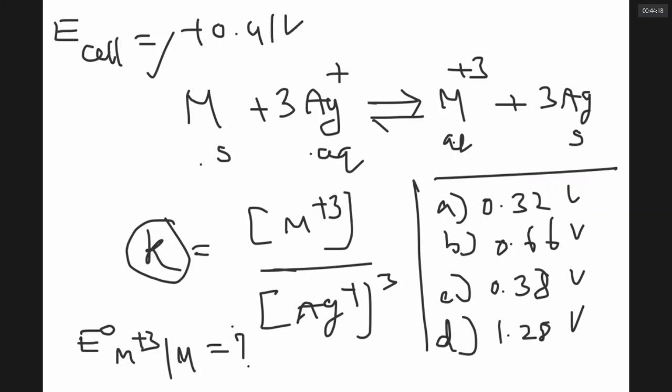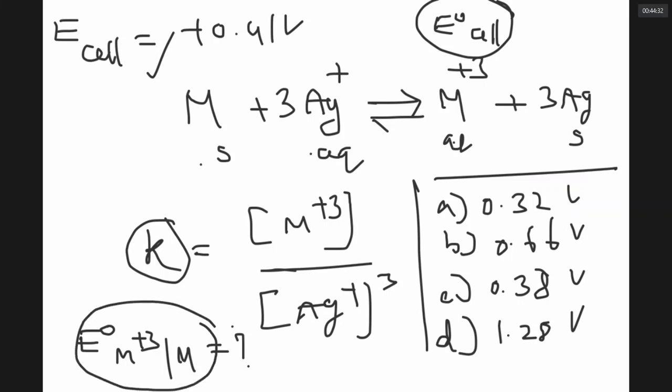The problem has a trick. I got confused that they asked me E0 cell, and I worked it out and started worrying that the answer is not there. They did not ask me E0 cell. They asked me what is the E0 of M plus 3 by M. They gave me the electrode potential of silver, E0 right. They asked me E0 left. So I know E0 cell, I know E0 right, I can work out E0 left. This problem once again we are looking at because this problem is a 2021 problem. See carefully and slowly.